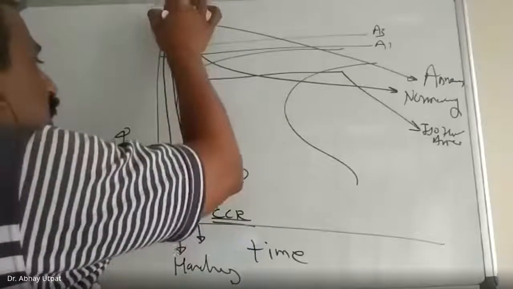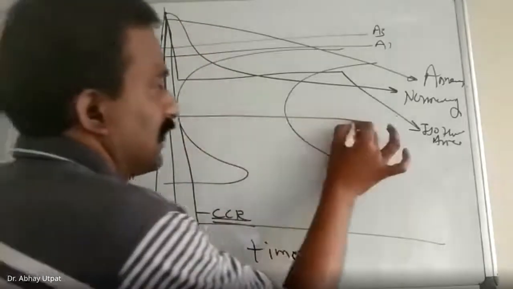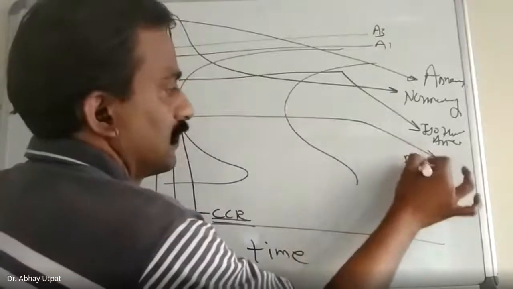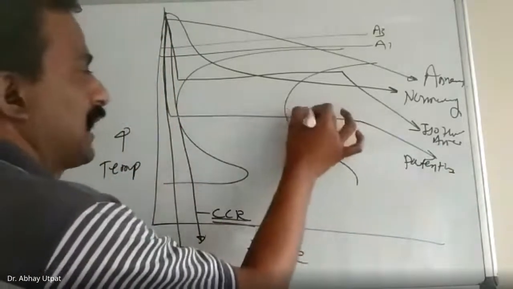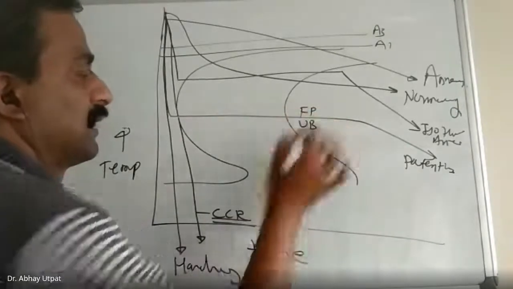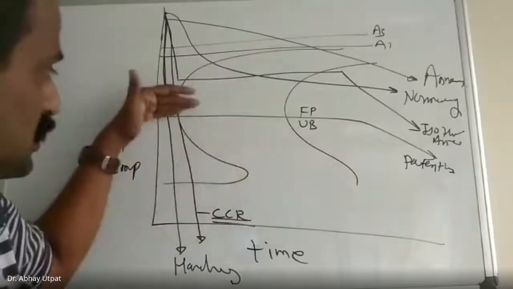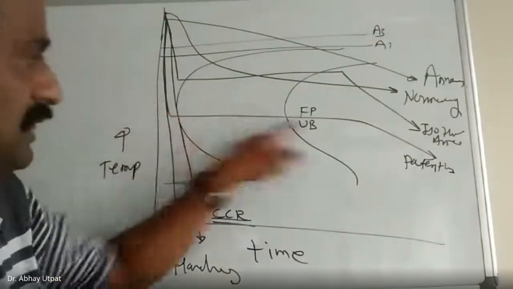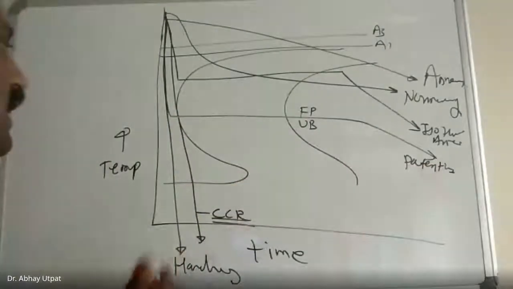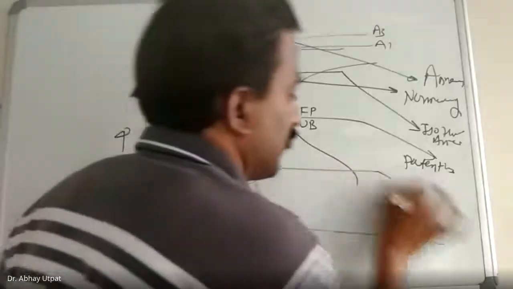Second, I explained patenting. So here, fine perlite and upper bainite, a mixture of fine perlite and upper bainite. Just below the nose, not far below, just below the nose. This is patenting. And the third one is austempering.